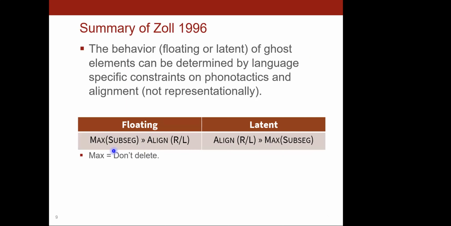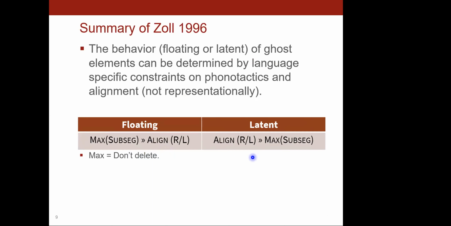And so for a floating behavior, you have this constraint, MAX-SUBSEG. That constraint says don't delete a subsegment, don't delete a ghost element. If that's ranked above an alignment constraint that says the ghost element has to be aligned to the right of the word, then it's going to violate alignment in order to satisfy the constraint that says don't delete. So that's how you get this floating process.